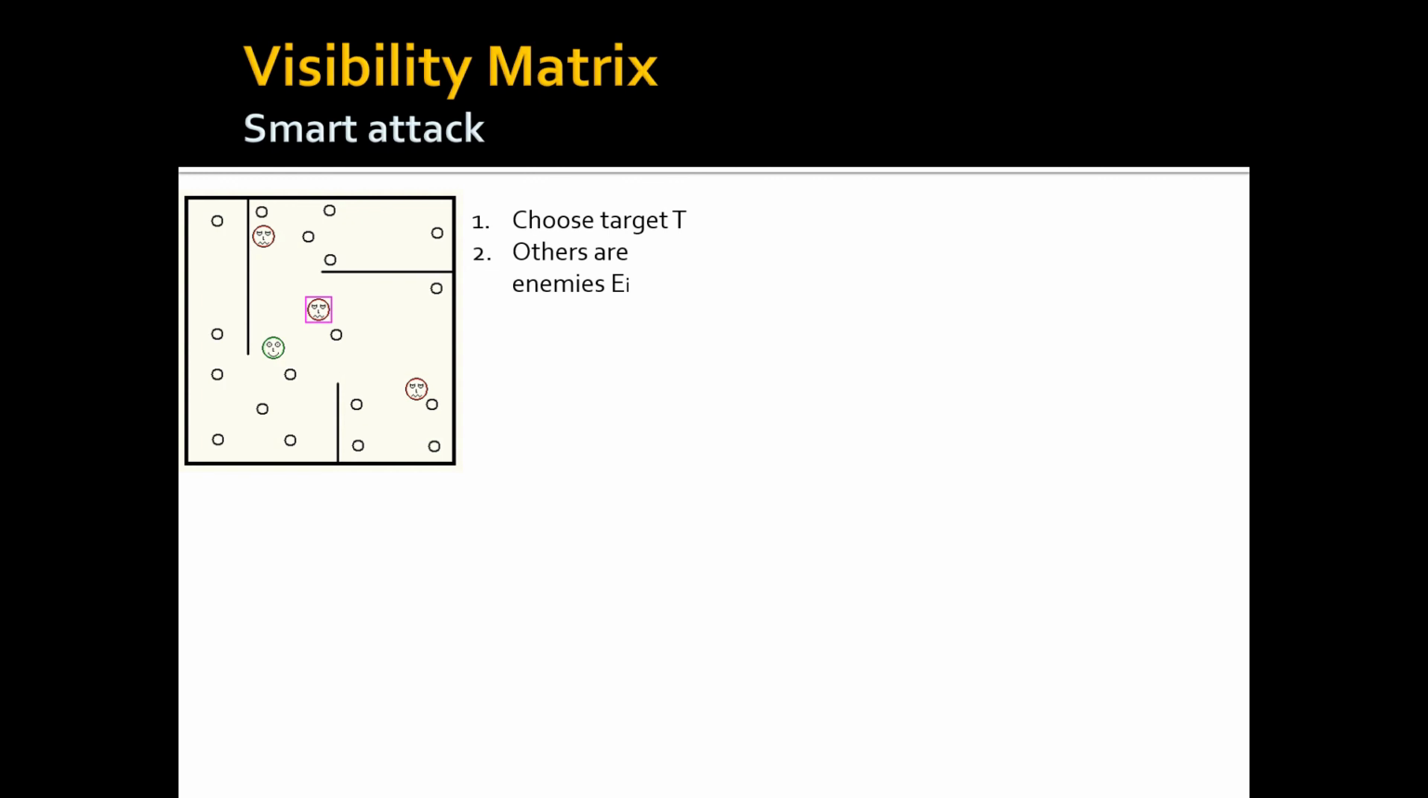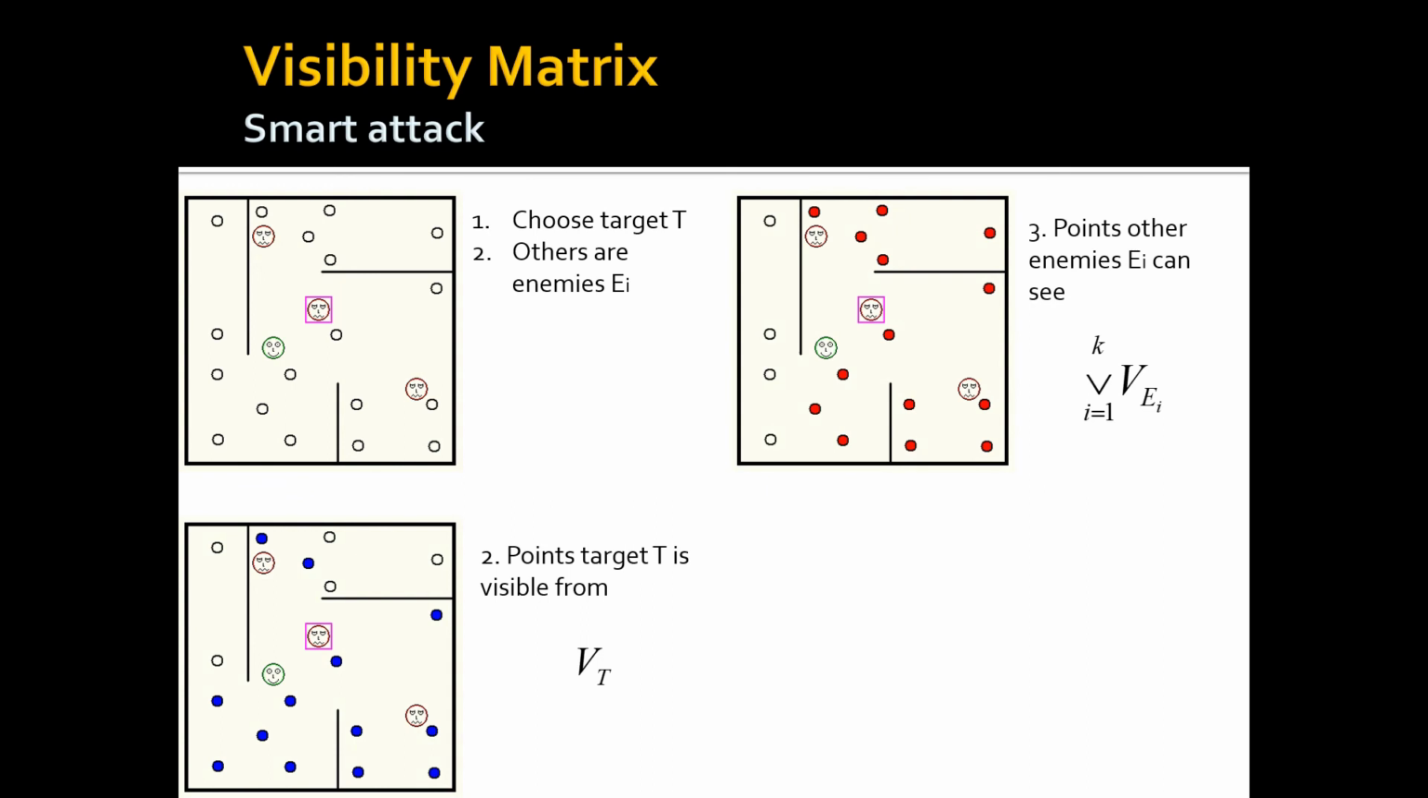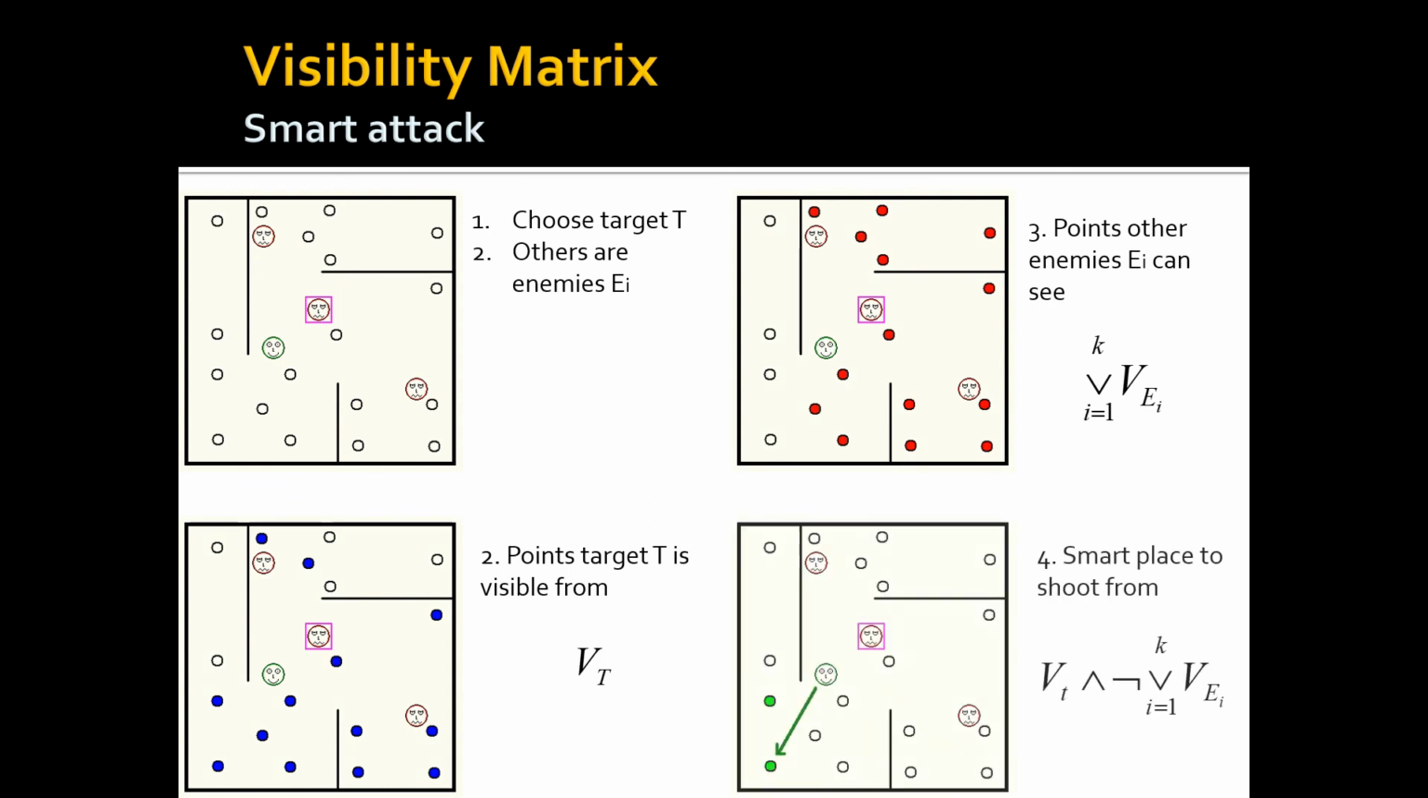Let's say we have chosen our target here. Here are the points our target is visible from. These are the points other enemies can see. And so we can combine it to find points we can shoot our target from, but which are hidden from the other enemies.